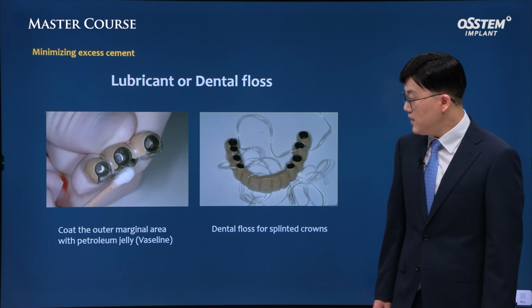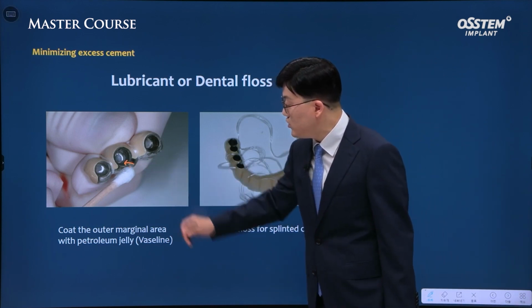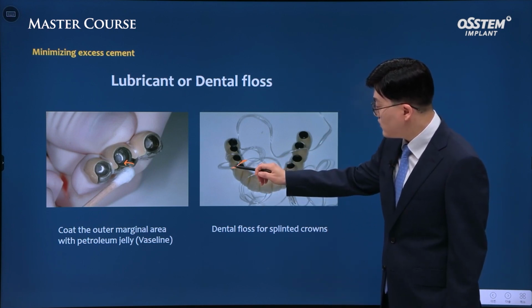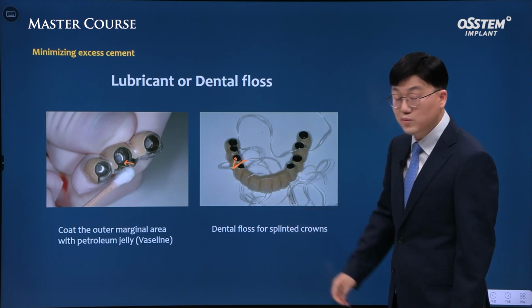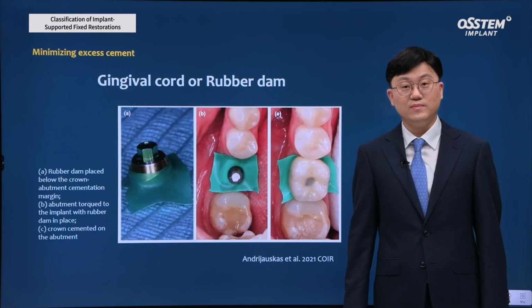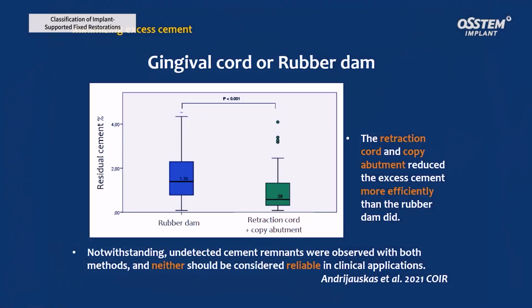Adding Vaseline on the margin or using floss can be meaningful. When you apply Vaseline, we need to make sure that it does not go over this point. When you use floss, during the bonding process, we need to make sure that the floss does not get in between abutment and crown. You can also use gingival cord and rubber dam. According to recent study, rather than using rubber dam, retraction cord and practice abutments show better result.